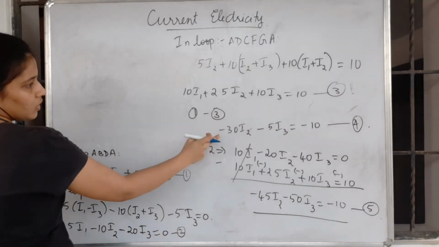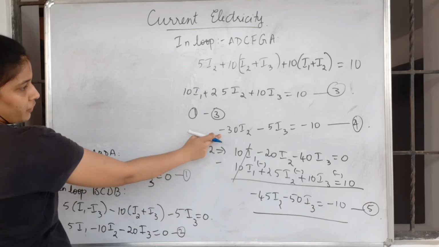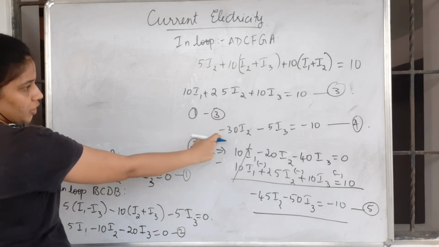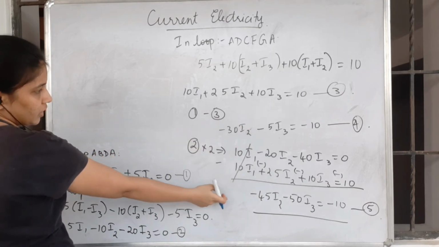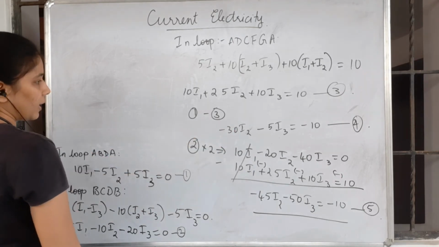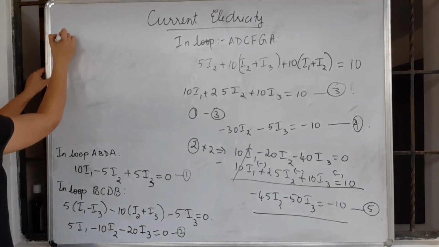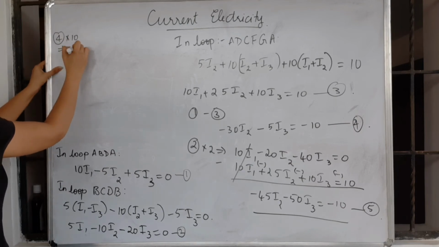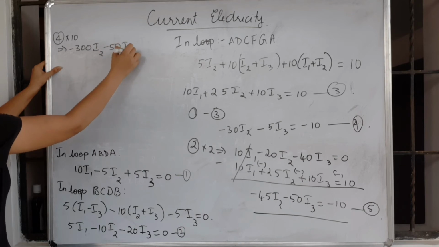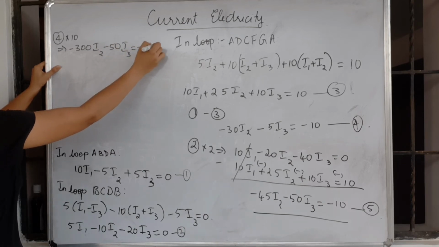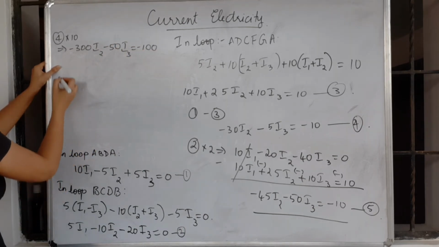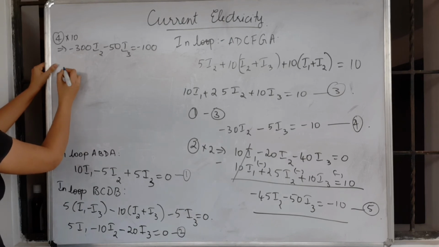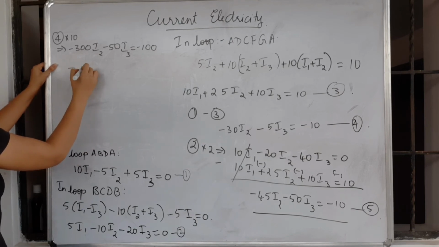So you have 5 into I3, isn't it? Here you have 50, so I can multiply this equation by 10. Okay, so multiply equation number 4 by 10. So you will be getting minus 300 I2 minus 50 I3 is equal to minus 100. Am I correct? Yes. And the fifth equation you write, and then you have to subtract these two.